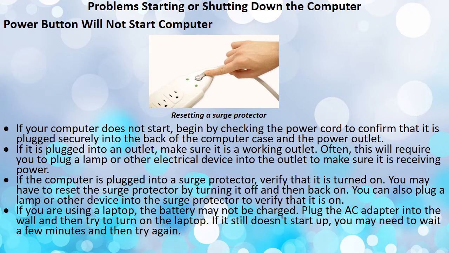The next topic is problems starting or shutting down the computer. The power button will not start the computer. The illustration below shows resetting a surge protector. If your computer does not start, begin by checking the power cord to confirm that it is plugged securely into the back of the computer case and the power outlet. It might be the cause of your problem. Then, if it is plugged into an outlet, make sure it is a working outlet. The outlet that we are using can also be the problem.